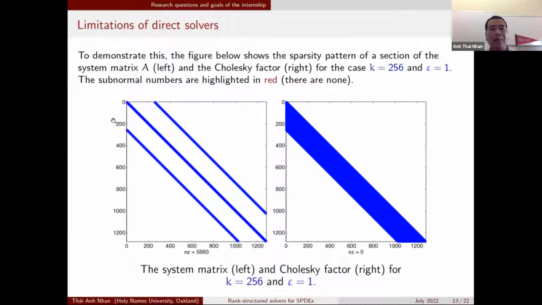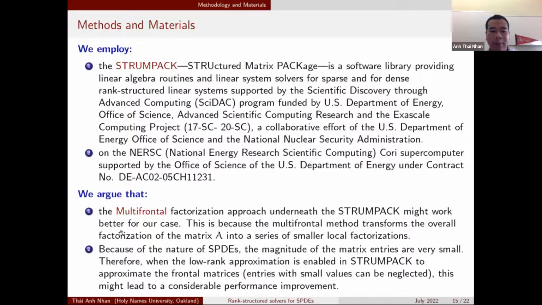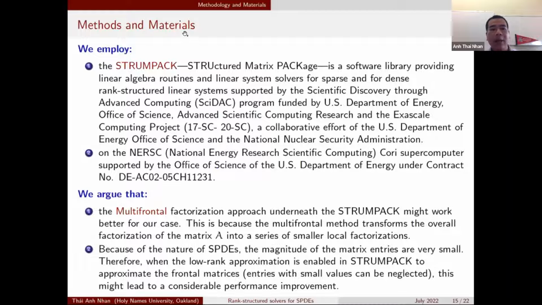So look at this, the Cholesky factorization of the matrix. You will see when epsilon equals 1, I have 2 minutes. So let me skip that.